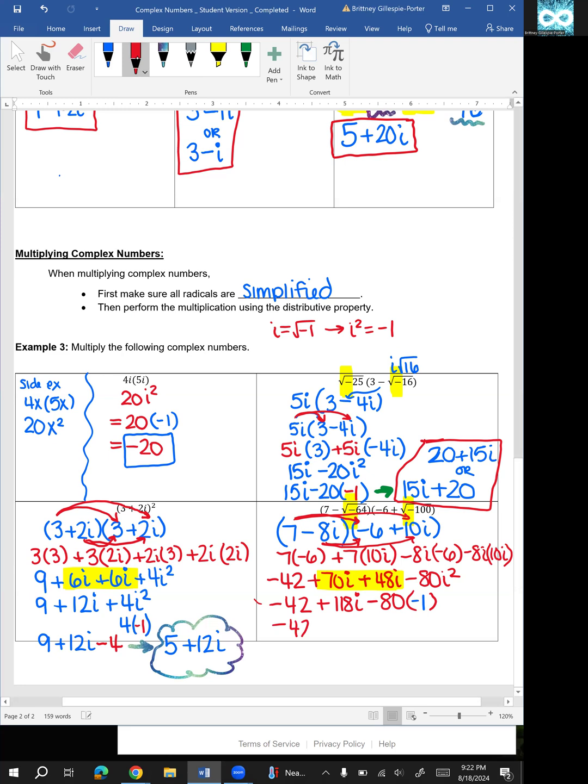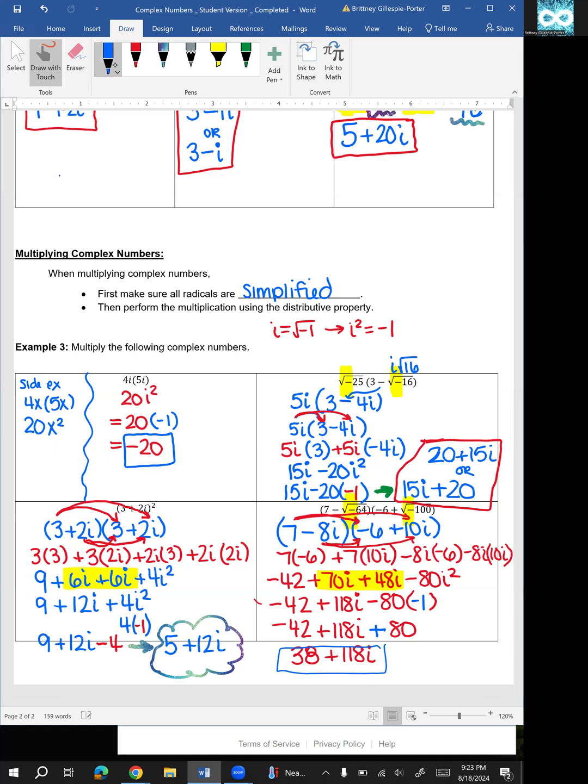The -42 plus the 118i come down. But this time, instead of a -80, we're going to have a positive 80 because -80 times -1 gets us a positive 80, which is why I wrote plus 80. We need to combine our like terms, which are our real terms. Our -42 plus 80 gets us to 38. And then carry down our plus 118i. Make sure on these that you watch your exponents. And don't forget to plug in your i squared being a -1. And you got it.